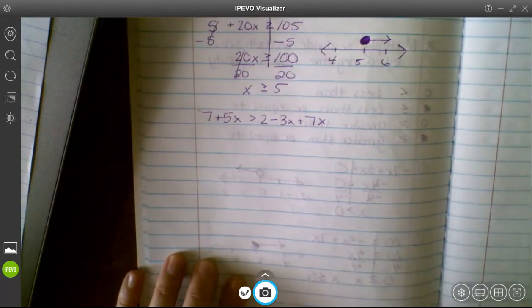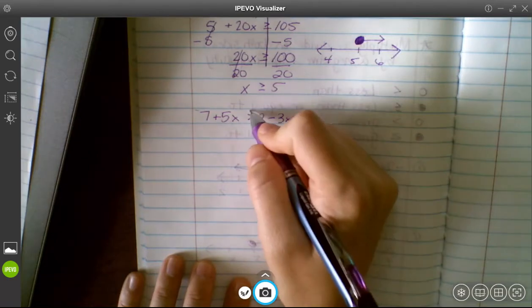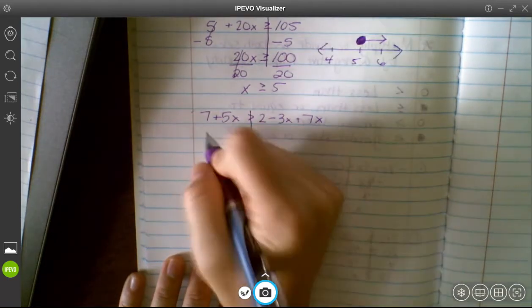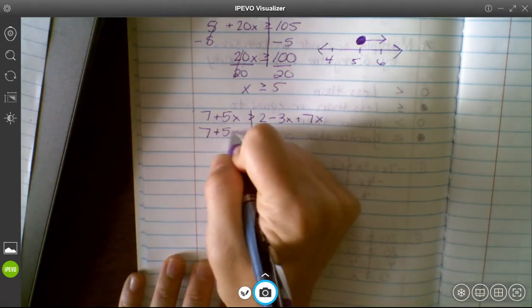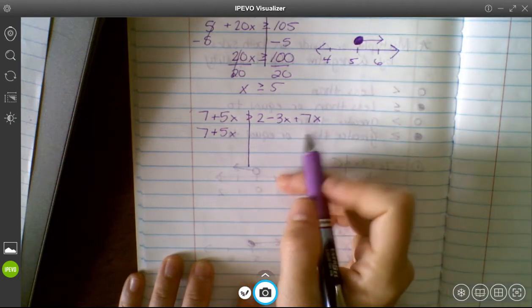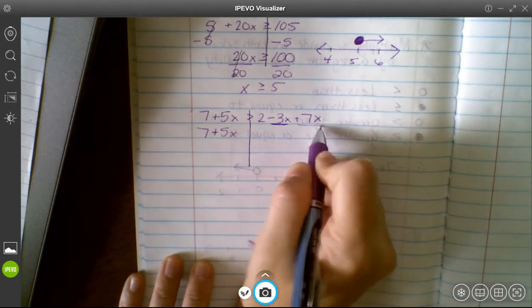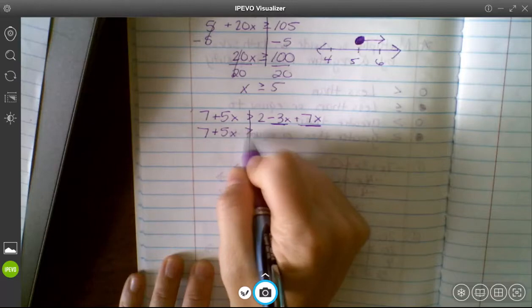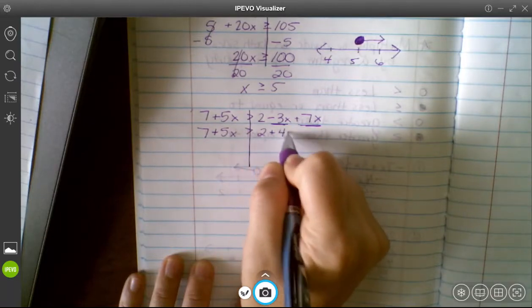All right, so I'm going to start by combining my like terms. Draw my line down. 7 plus 5x. So on this side, I have like terms. I have a negative 3x and a positive 7x. That gives me positive 4x.